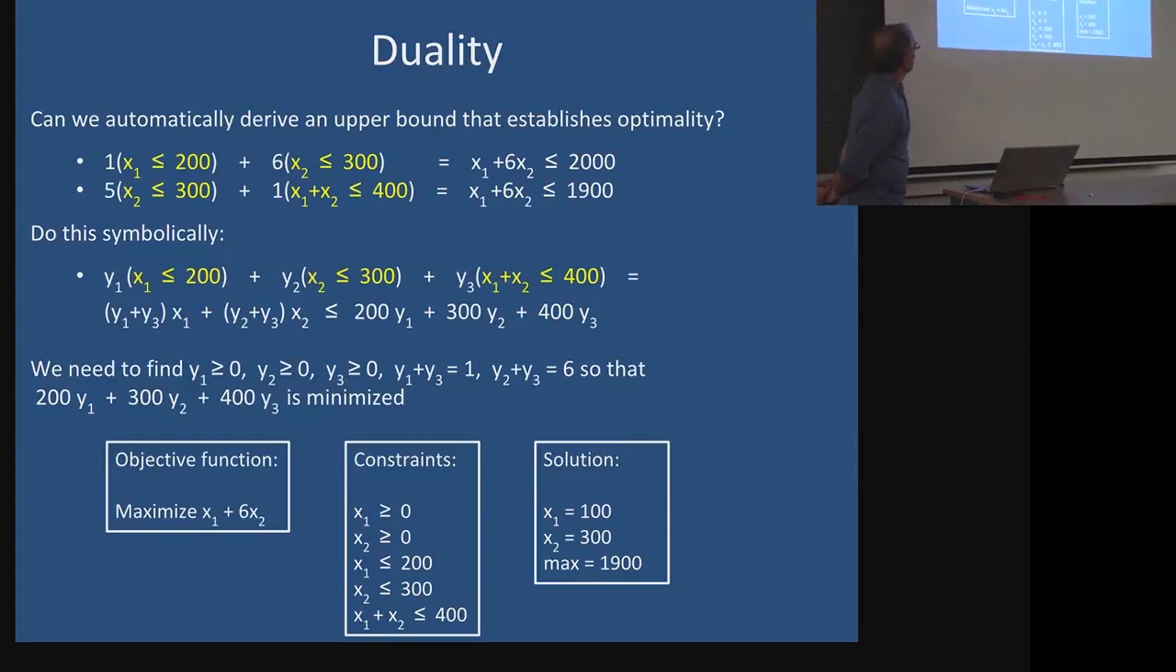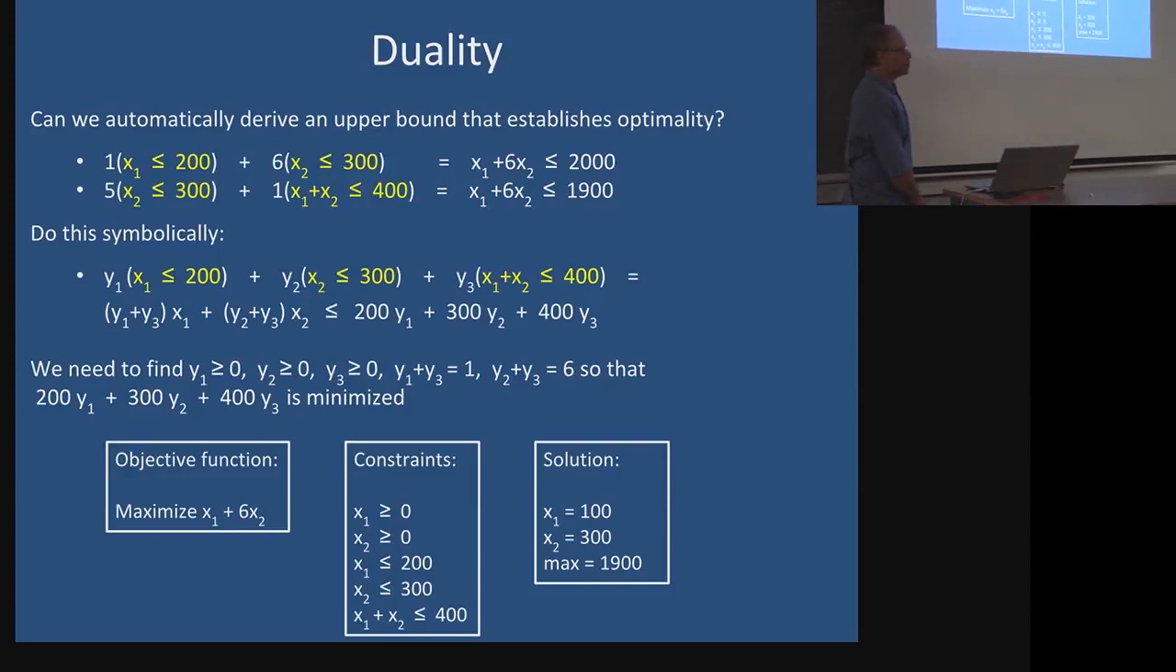Furthermore, I'm going to stipulate that y1, y2, and y3 need to be positive. What's this look like right here? It's a linear program. We are trying to solve for y1 plus y3 is 1, y2 plus y3 is 6, such that this thing over here is made as small as possible.